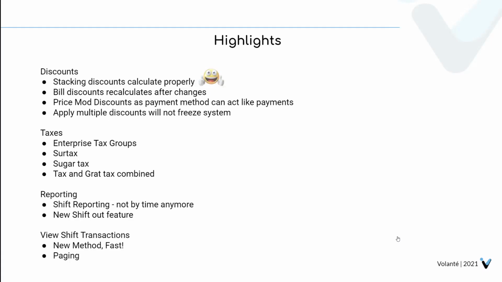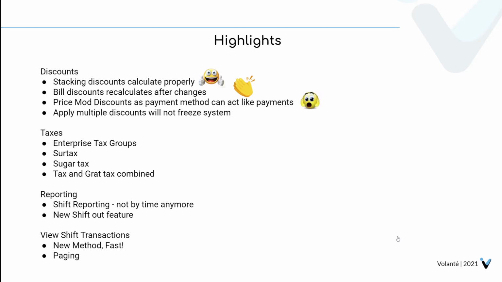Another issue that causes problems for customers is when they apply a bill discount, and when new items are added, those won't be discounted unless you remove the discount and add it again. It's quite a nuisance. That has also been fixed. Something else to look forward to is that there is a new flag that can make discounts act like payments. If the discount pays off the transaction, it can close the transaction and even pop the cash drawer.